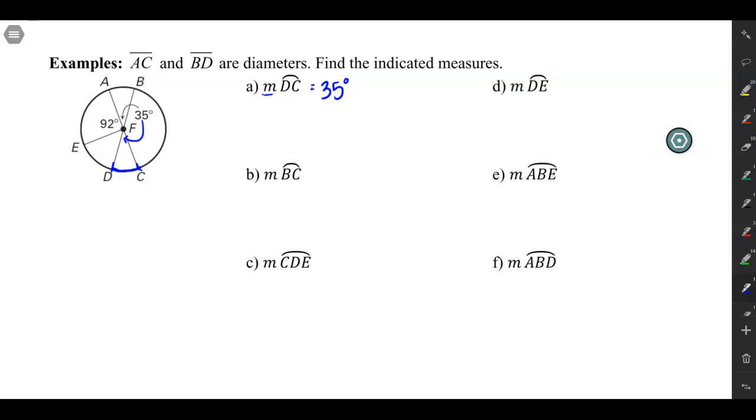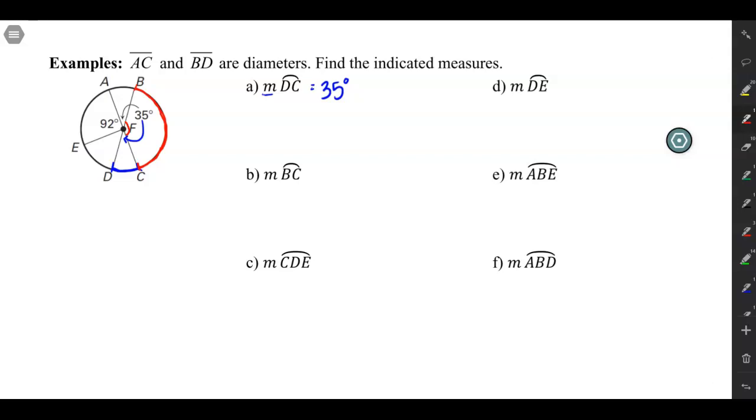Okay, let's go ahead and look at B. So the measure of arc BC. Let me switch to red. So now we're looking for the measure of this arc right here. There's a couple different ways of thinking about how to figure out what this is. What we really need to do is figure out what this central angle is that I'm highlighting in red.